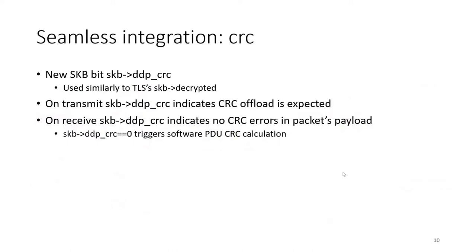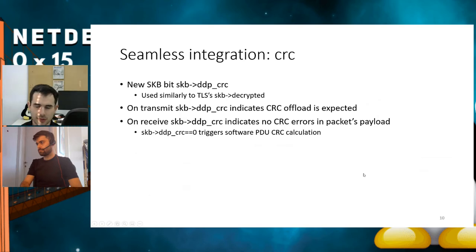So to seamlessly integrate our CRC offload, we opted for an approach that's very similar to what we did with TLS. We use a new SKB bit called SKB DDP CRC. This is very similar to the SKB decrypted bit in TLS, in the way that SKB DDP CRC on transmit indicates that CRC offload is expected, while on receive it indicates that no CRCs in the packet's payload have failed. In a sense, it's very similar to how SKB decrypted relates to the need to authenticate data. On transmit, it's set and it means data needs to be authenticated, and on receive, it's set if authentication succeeded, and if it's not set, then software fallback needs to take place. So the same ideas are used here for CRCing.